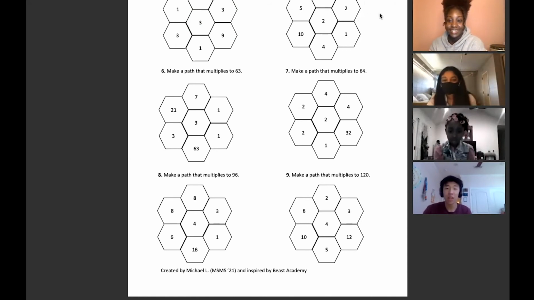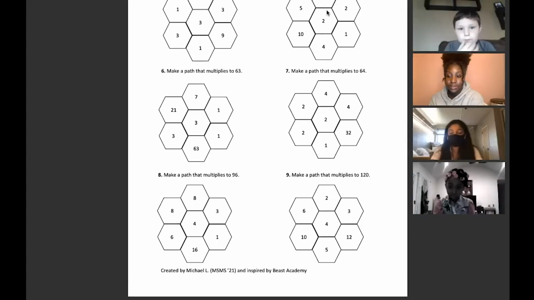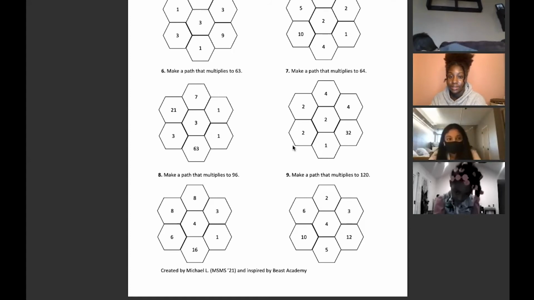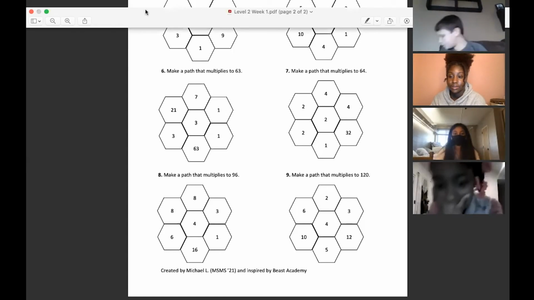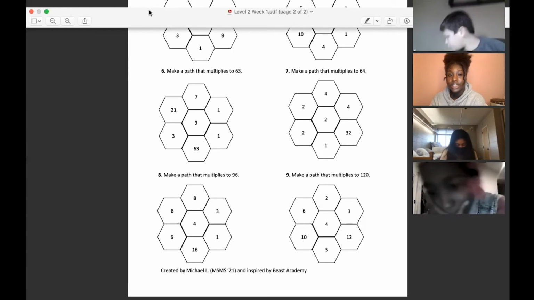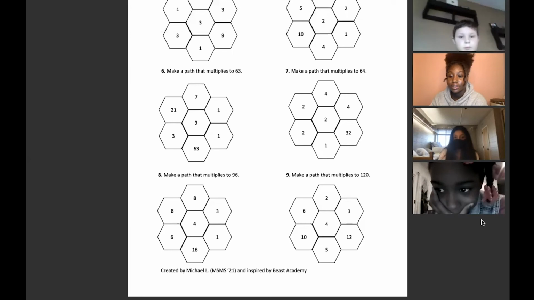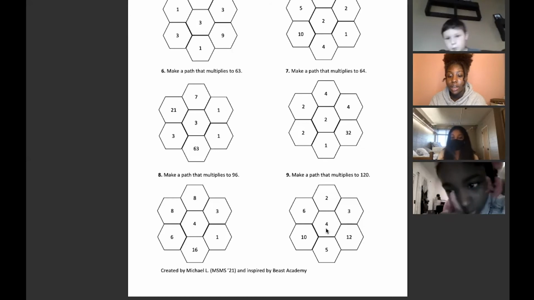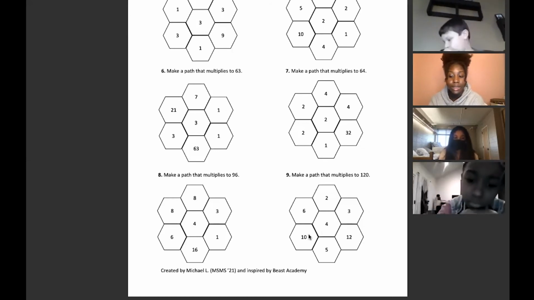So does anyone want to try number 9 and give us a path? Ethan, what's your answer? 10 times 12. It's a little bit of a jump there since the 10 doesn't connect directly to the 12, but there is a way that we can express 12 in terms of 2 other numbers. So is there a way that we can readjust the path so that it's still 10 times 12, but using different numbers? Do you see any 2 numbers on here that connect to 10 that when you multiply them give you 12?